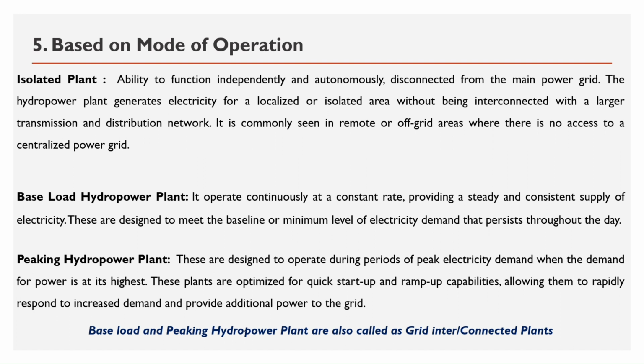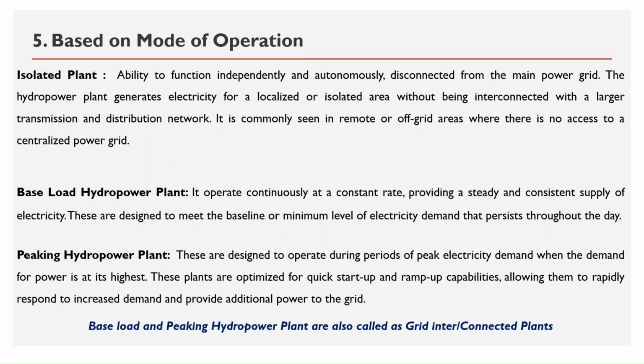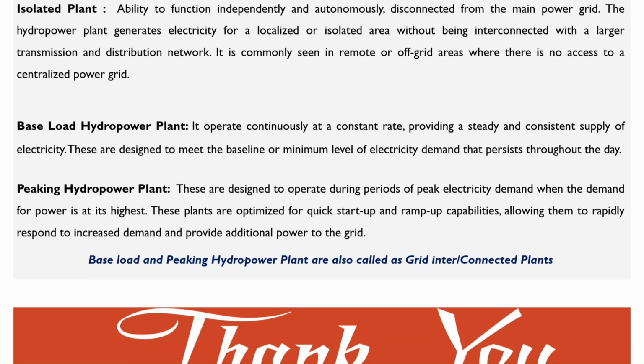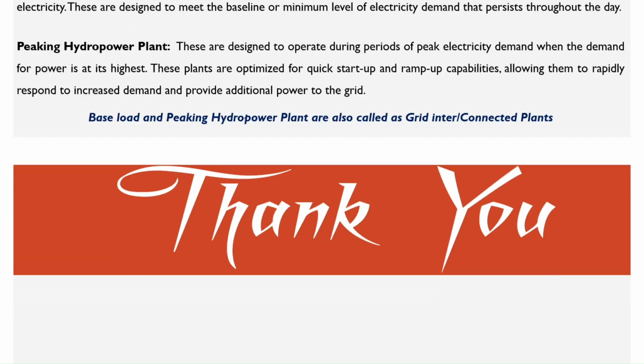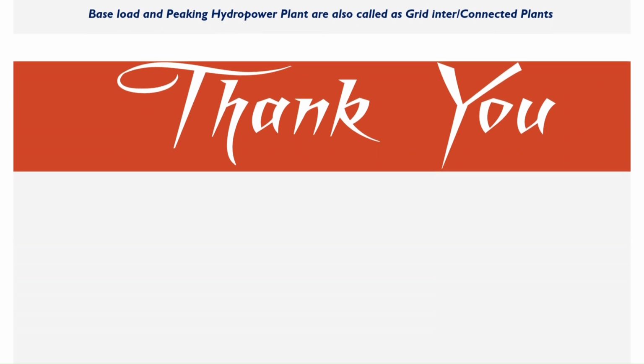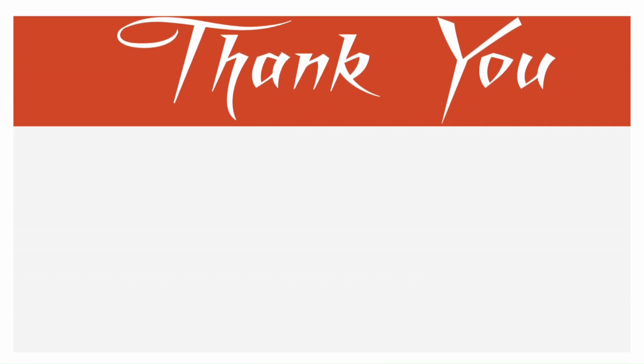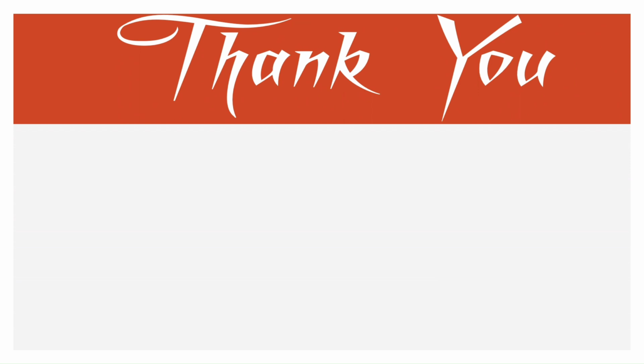Peaking hydropower plant. These are designed to operate during periods of peak electricity demand when the demand for power is at its highest. These plants are optimized for quick startup and ramp-up capabilities, allowing them to rapidly respond to increased demand and provide additional power to the grid. Base-load and peaking hydropower plants are also called grid-interconnected plants.